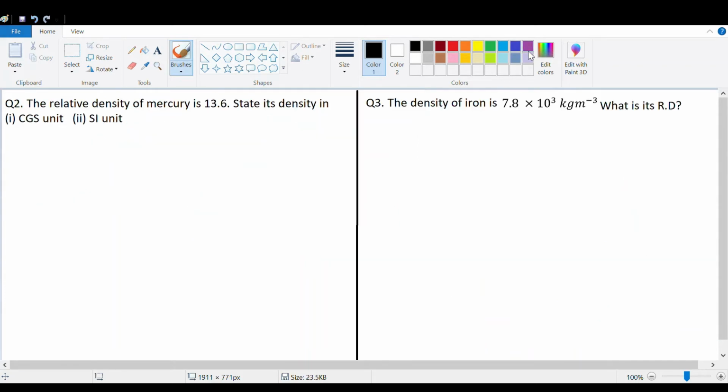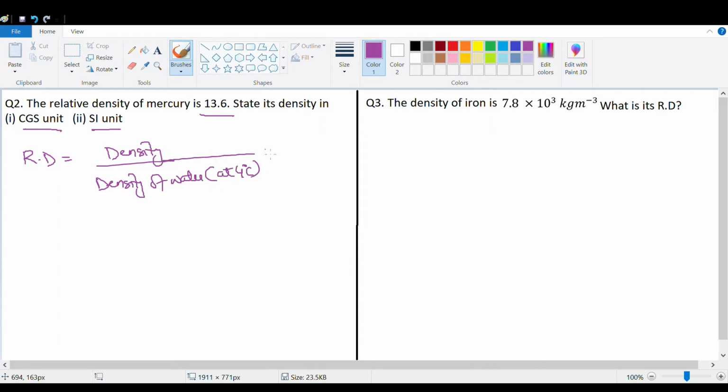Next question is relative density of mercury is 13.6. State its density in CGS and in SI. Now let's quickly revise what is relative density. Relative density is the density of the given solid upon density of water, and density of water we take it usually at 4 degrees Celsius, which is equal to 1 gram per centimeter cube.